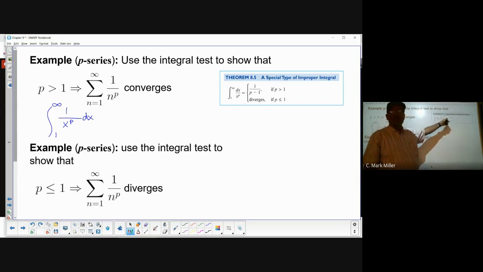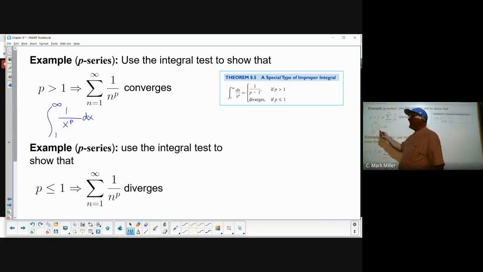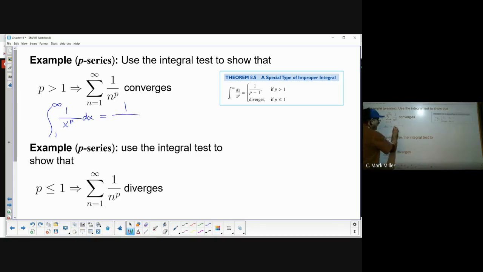Near the end. It wasn't the very end, but it was close to it. P series: these two either both converge or both diverge. It says if P is bigger than 1, prove that this converges. This equals 1 over P minus 1 if P is bigger than 1, right? By this theorem.